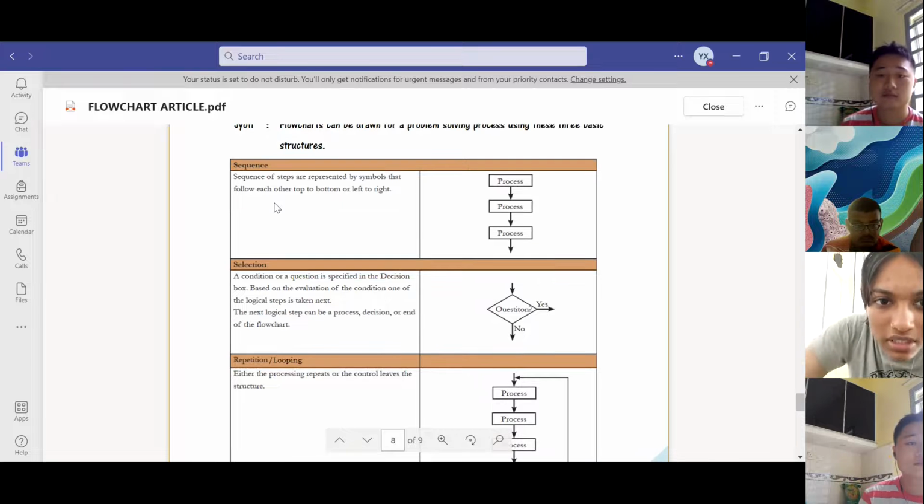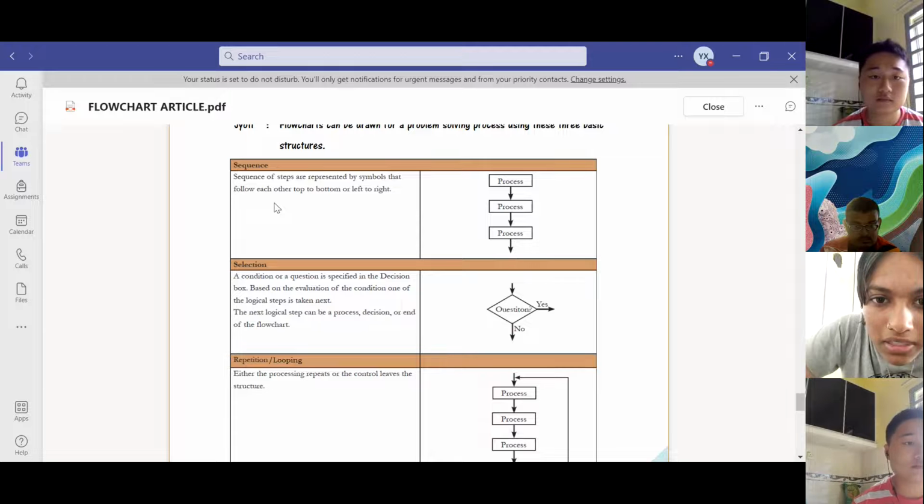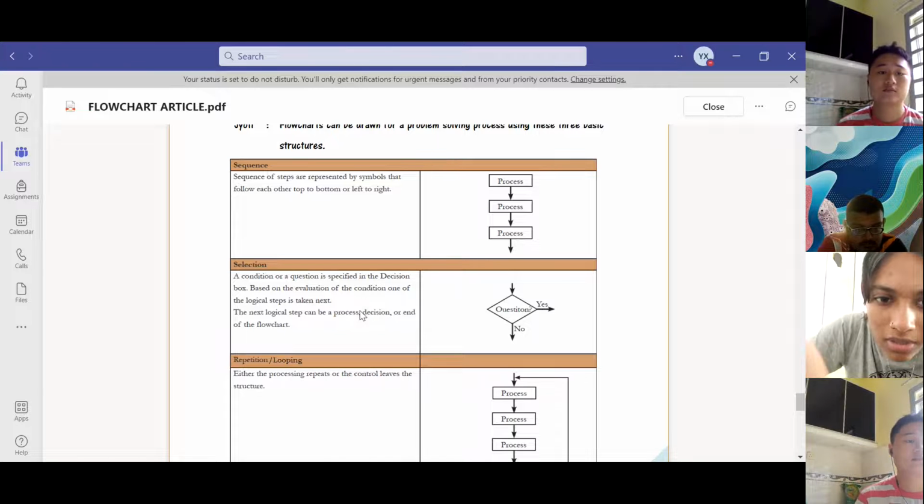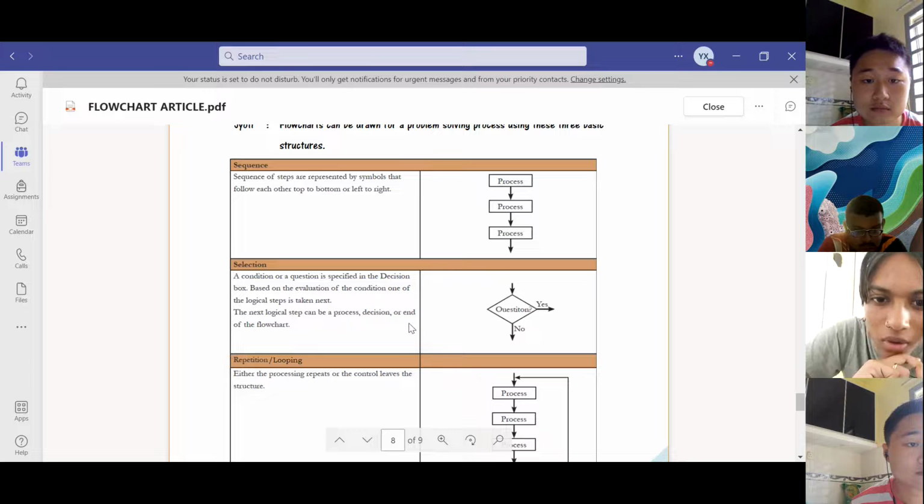The first is sequence. Sequence of steps are represented by symbols that follow each other from top to bottom or left to right. And next is selection. A condition or a question is specified in the decision box, and based on the evaluation of the condition, one of the logical steps is taken next. The next logical step can be a process, a decision, or the end of the flowchart.